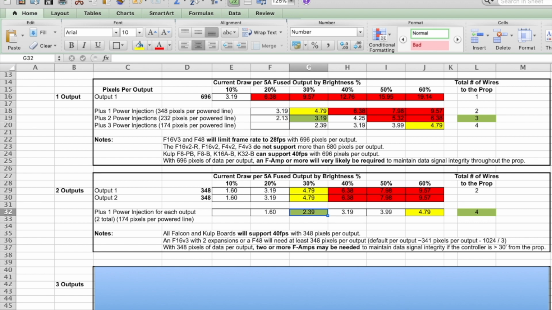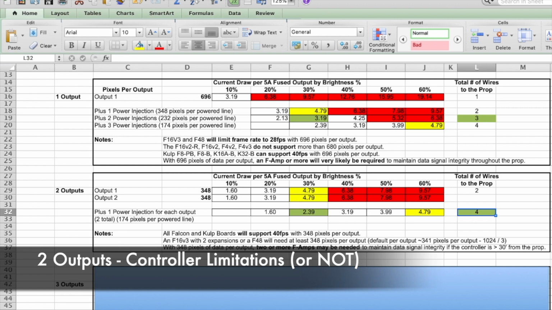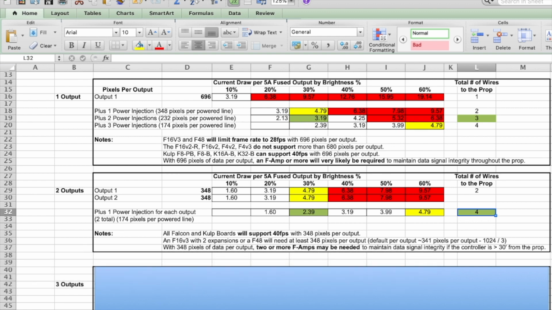So on the far right here we see that if we're running just two outputs at lower brightness percentages, we've got two lines, and if you're adding a power injection, which I would recommend at 30%, you're looking at running 4 lines or wires to the prop. Regarding controller limits, all Falcon and Culp controllers can handle the 348 pixels per output at 40 frames per second, which is well below the 680 pixels per output limit of the Falcon controllers.